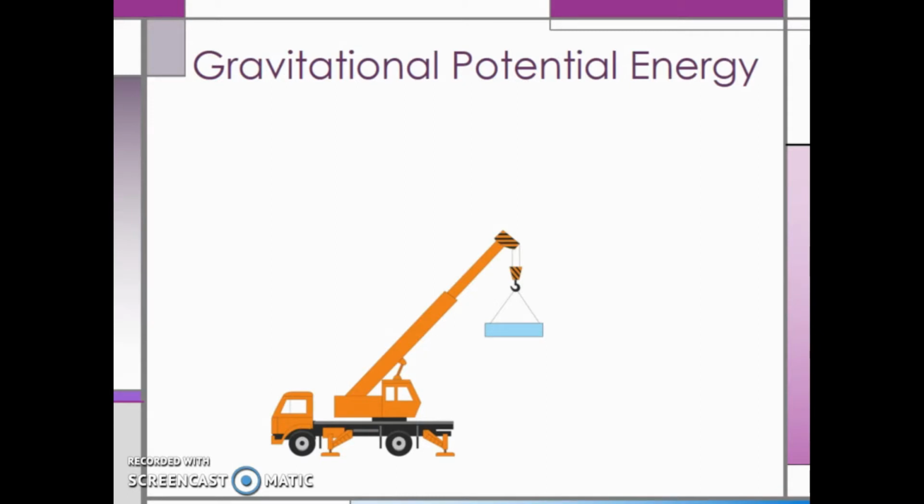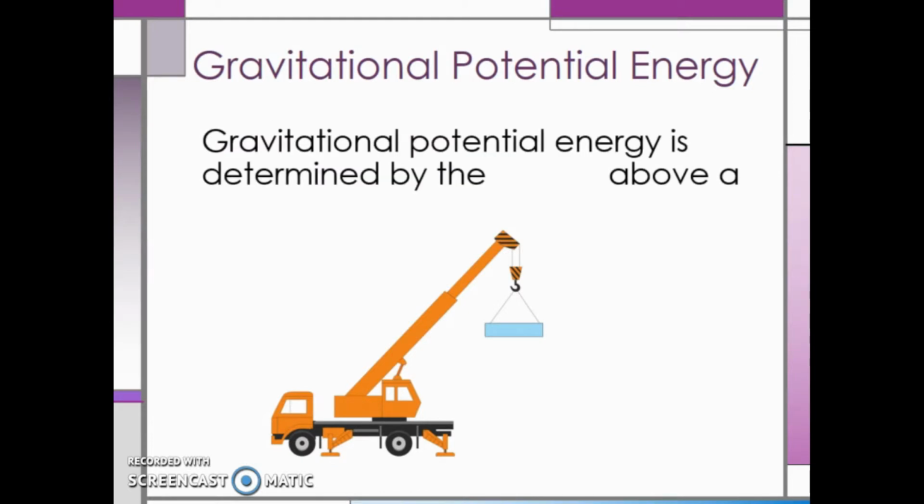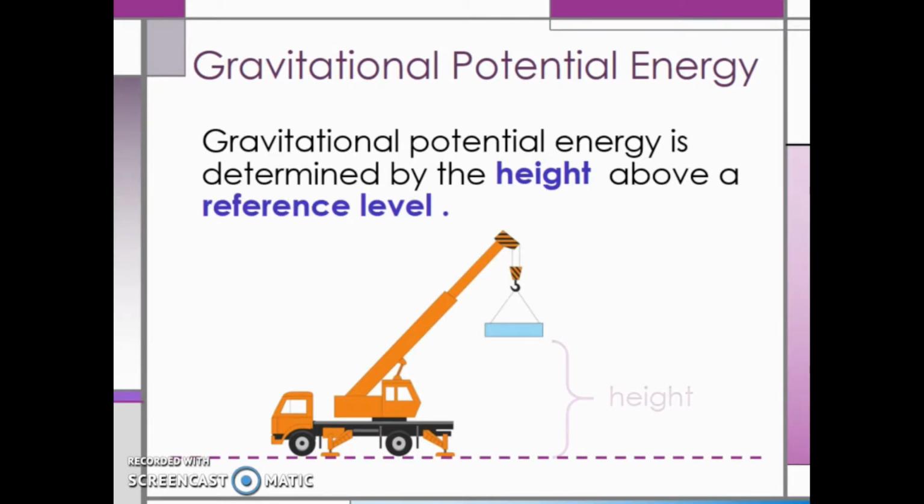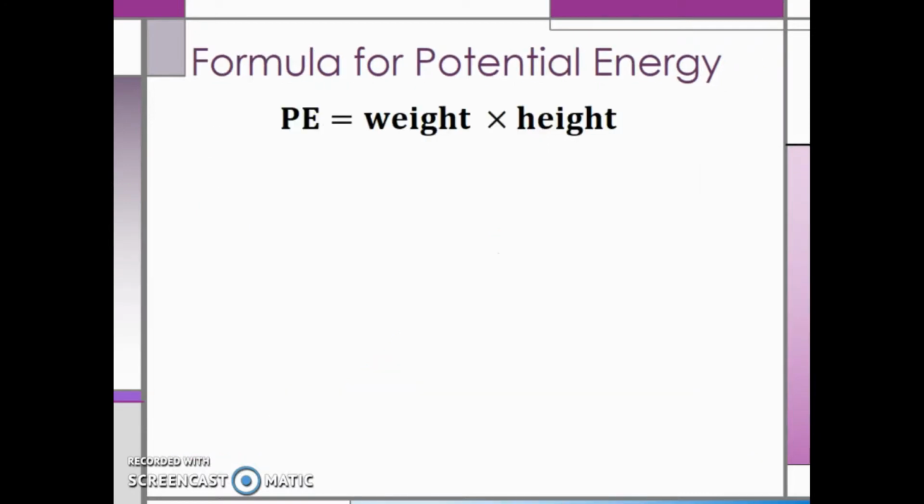Another type of potential energy that we will be doing calculations with is gravitational potential energy. Gravitational potential energy is the potential energy that is determined by the height of an object above a reference level. When we are using our formula for potential energy, we are referring to gravitational potential energy. Potential energy is equal to the object's weight multiplied by the height above the reference level. As a reminder, in the last unit we learned that the weight of an object is equal to its mass multiplied by the acceleration due to gravity, or g.